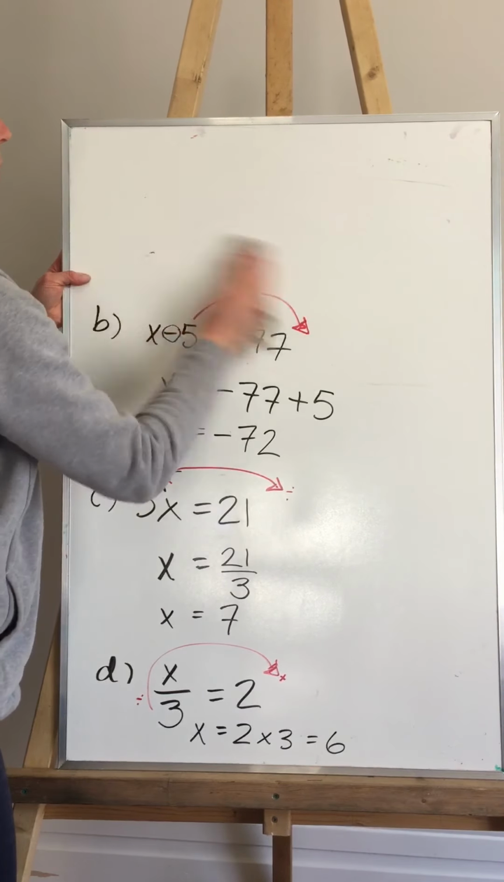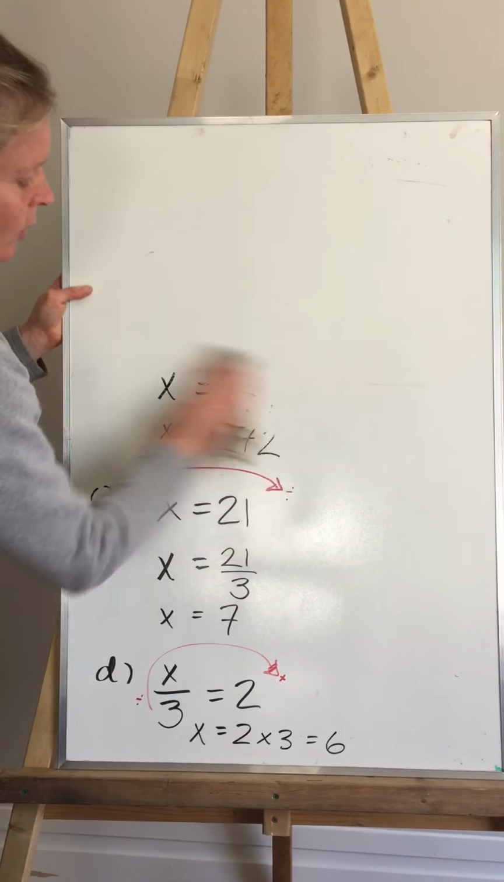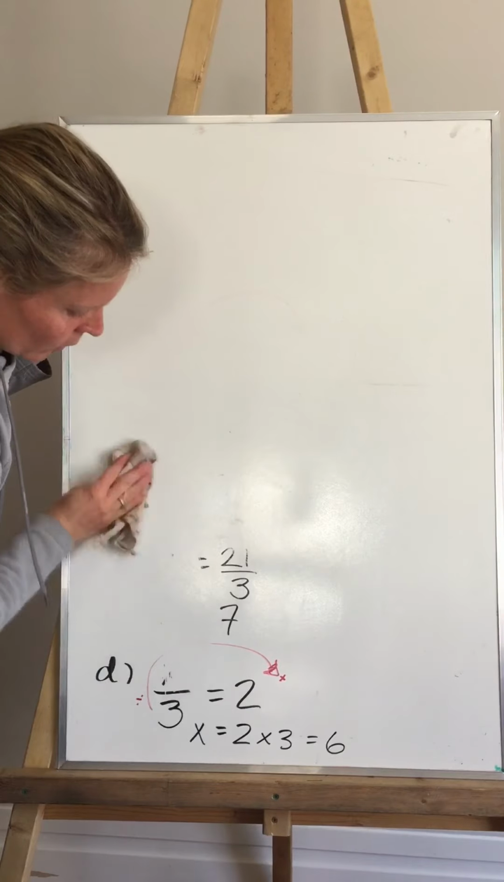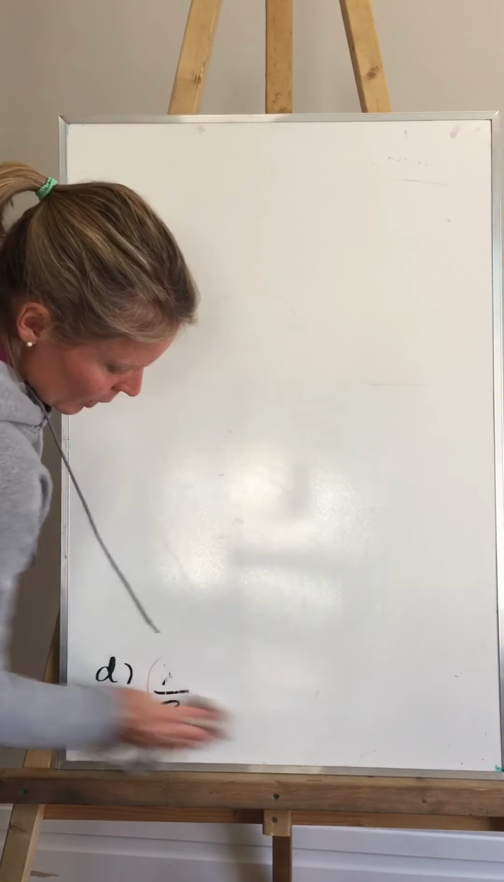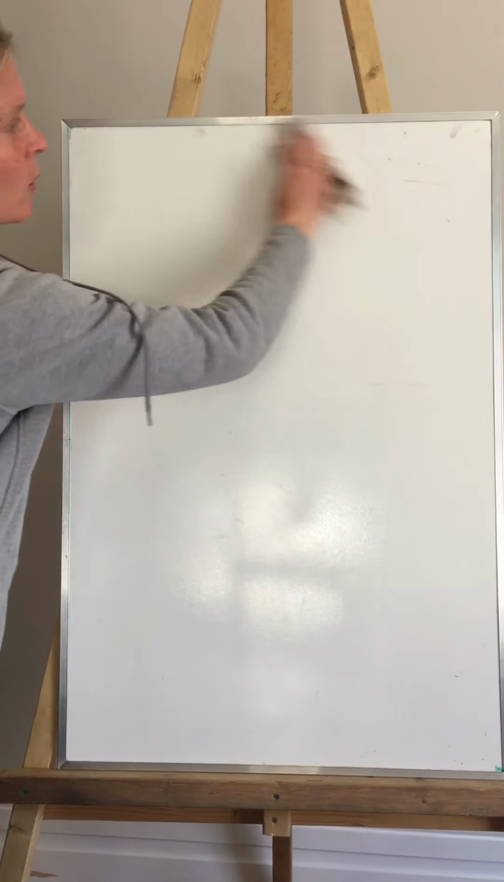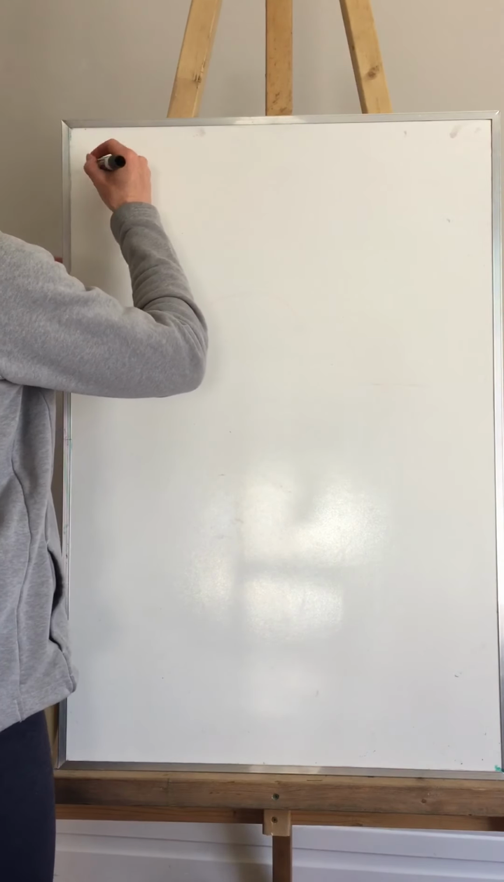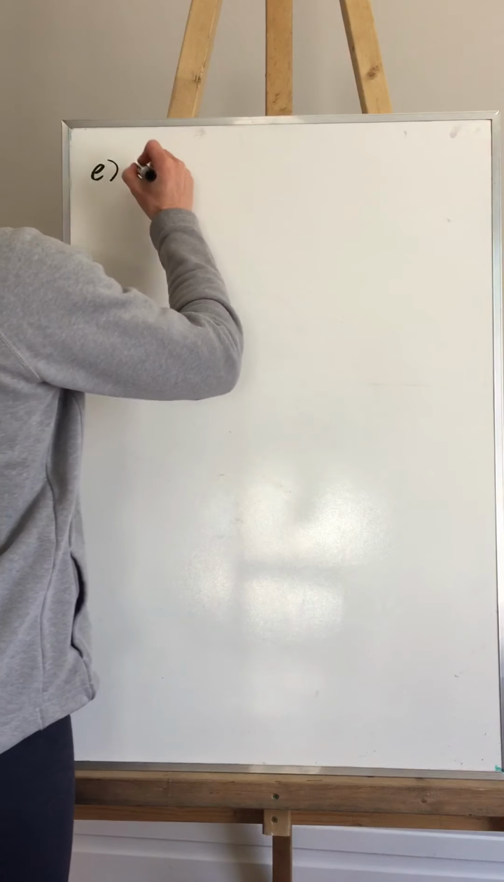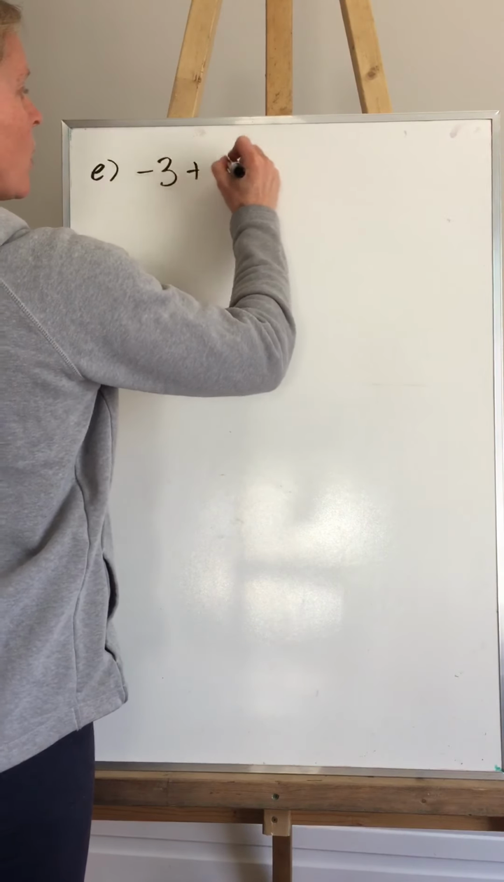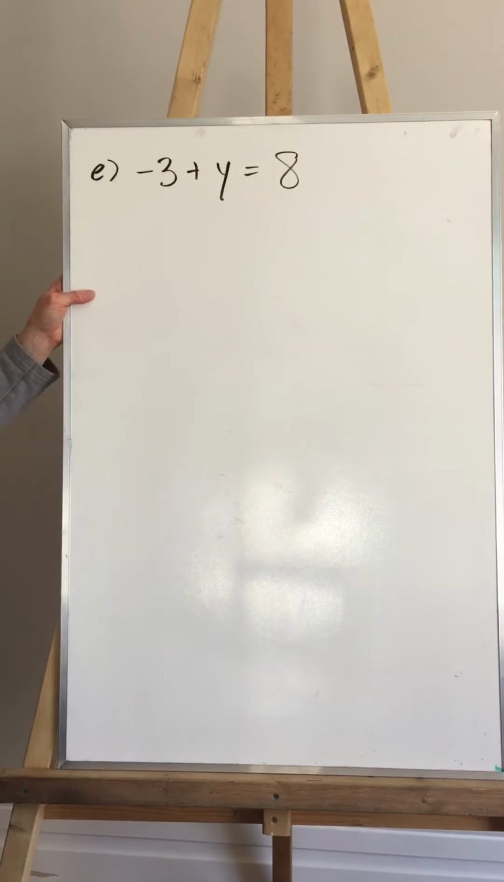So I will just do a couple more examples, just so you can check that you are on the right track. Okay, make sure you're pausing every time, giving the question a try, and then checking your answer. So let's do this one. Negative 3 plus y equals 8.